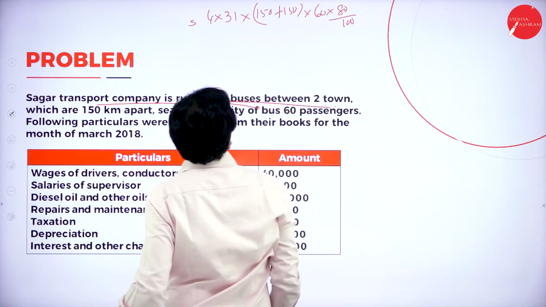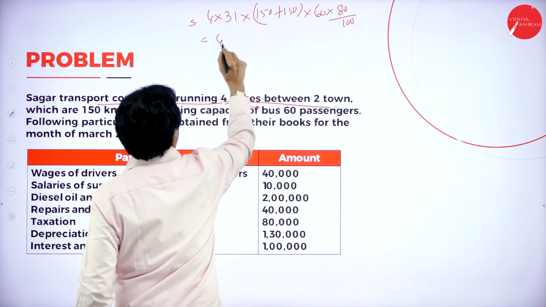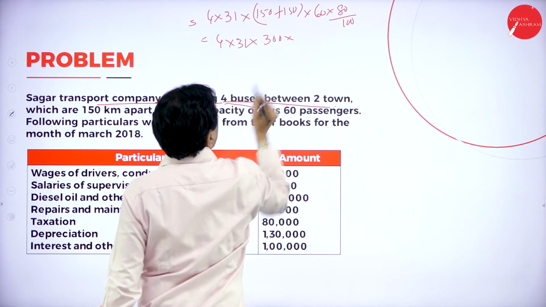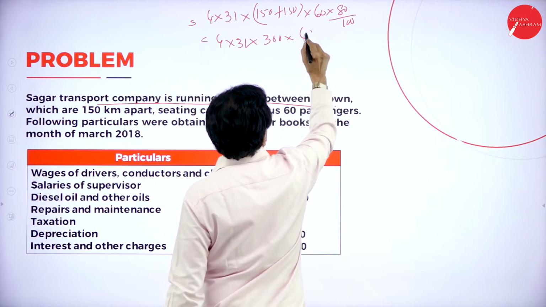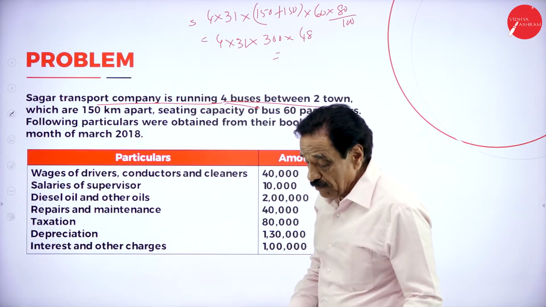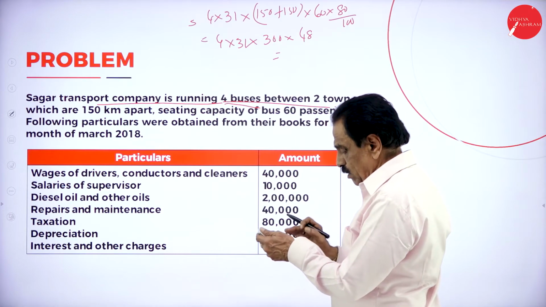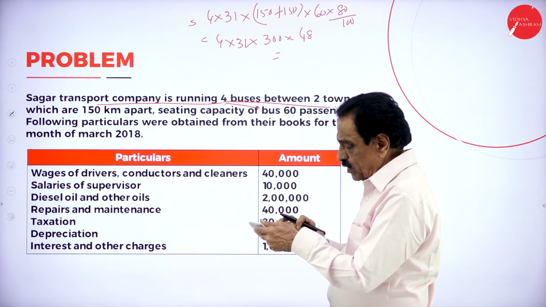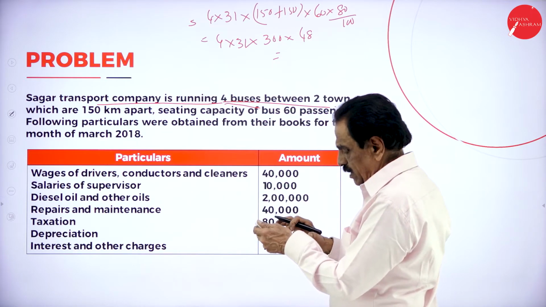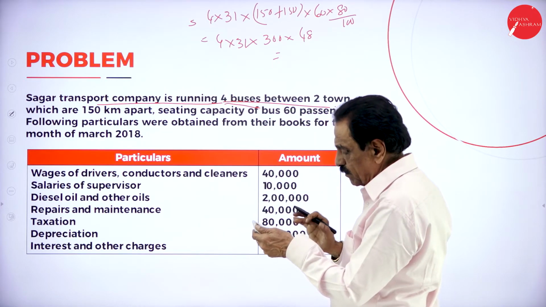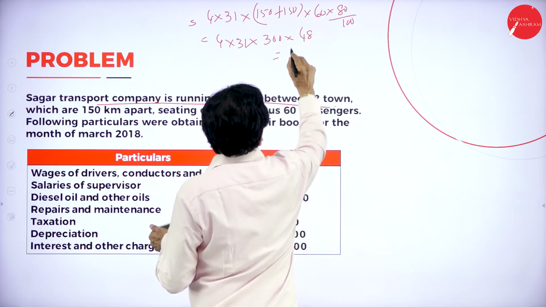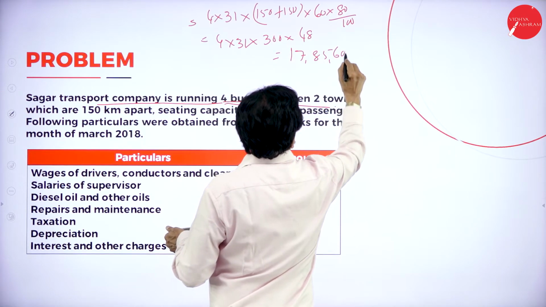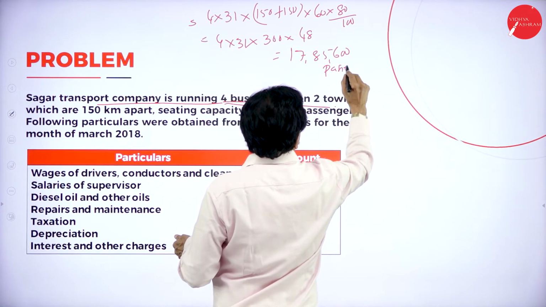So this is 4 into 31 into 300 into 48. If we multiply now, 4 into 31 into 300 into 48, it is 17 lakh 85,600 passenger kilometer.